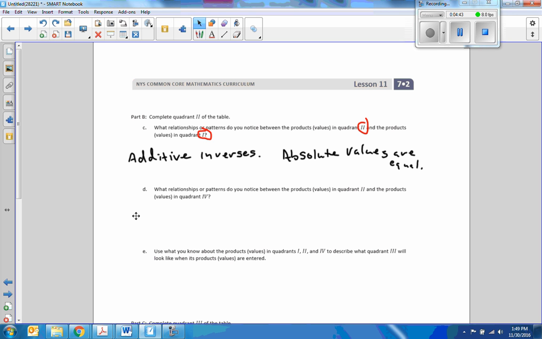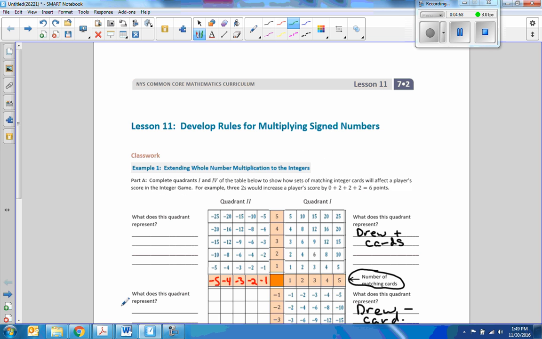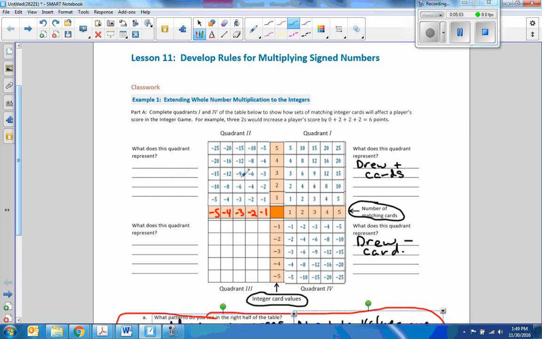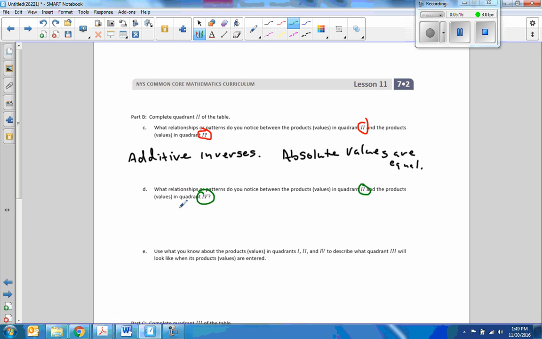Part D says, what relationships or patterns do you notice between the product values in quadrant 2 and the product values in quadrant 4? So now we're comparing quadrants 2 and 4. Here's 2, here's 4. So if you look, negative 1, negative 1, negative 2, negative 2. Over 1 up 5 is negative 5. Over 1 down 5 is negative 5. So they're equal. So let's go back and write in what we prepared.